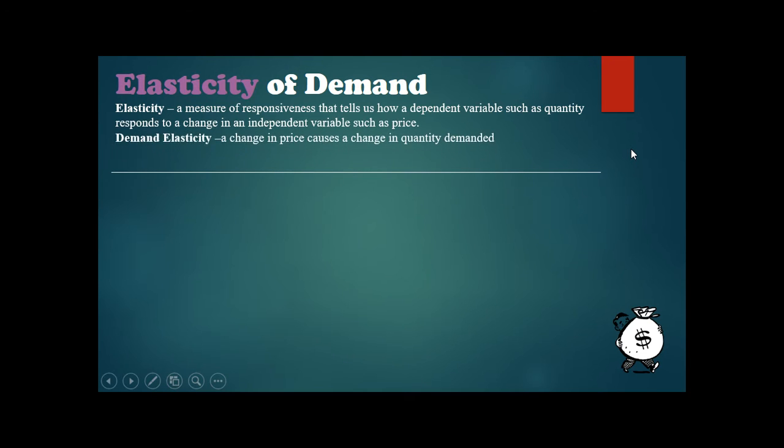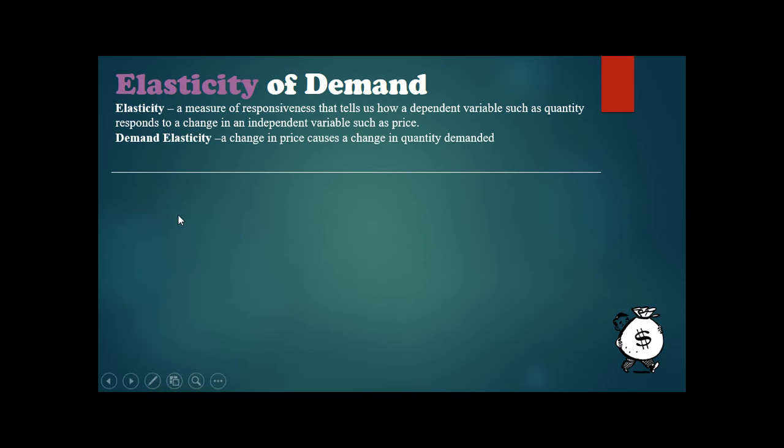And then demand elasticity is how a change in prices causes a change in quantity demanded. You know that. This is just another way to state the law of demand, in that when you change prices, you're going to have a corresponding and actually reverse change in demand. Prices go up, quantity demanded goes down. Prices go down, quantity demanded goes up.